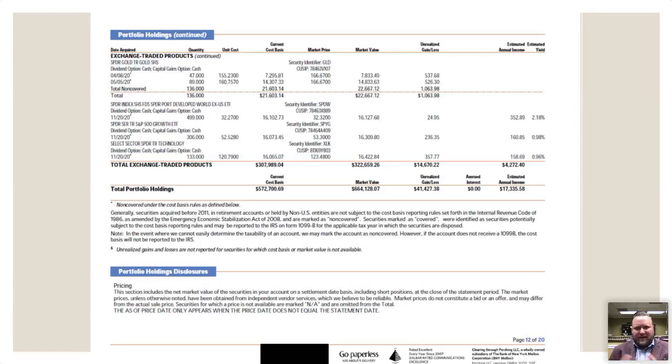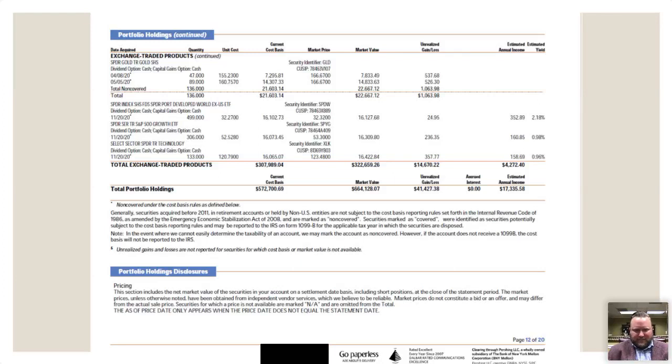Again, that is how much it's gained or lost. So unrealized means it hasn't been sold. When it's sold, it's going to be in a different category in the statement, and it'll say realized gains or losses. And then the last thing here is total portfolio holdings. Current cost basis of $572,000. That's the total for the whole portfolio of what was bought, and the current value is $664,000.